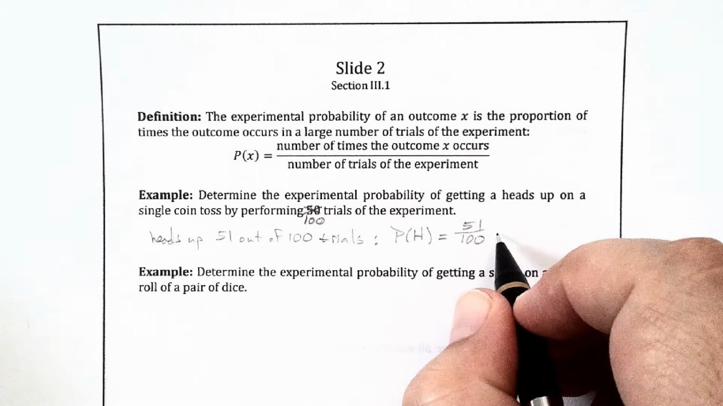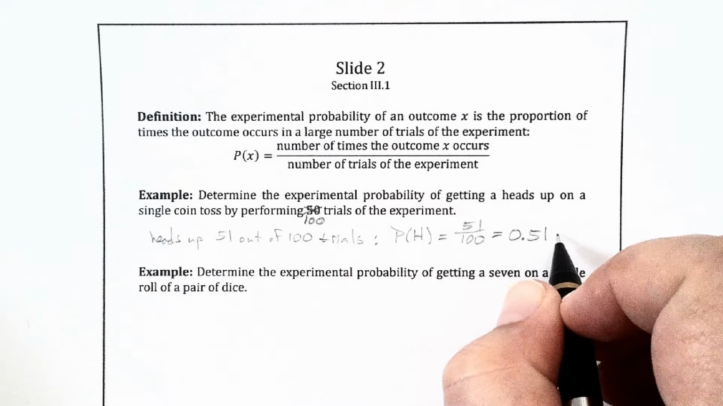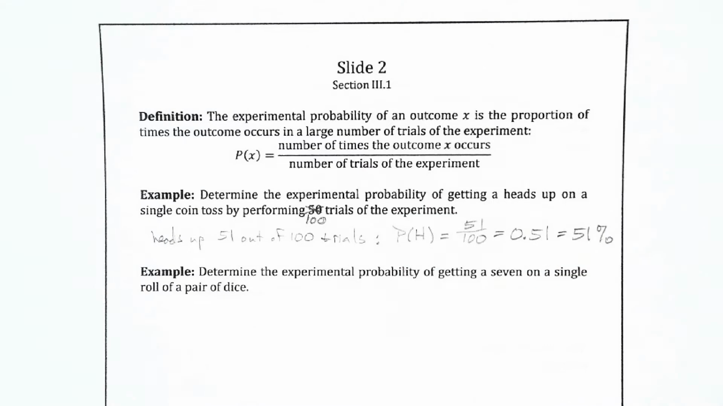Or you can write that as 0.51 or 51%. Okay, you can express it all those different ways. That's the probability of getting a heads up computed experimentally. Now, of course, if they had done it maybe like 5 or 10 times, they wouldn't have gotten as accurate a result.